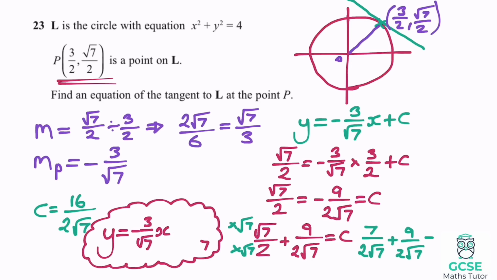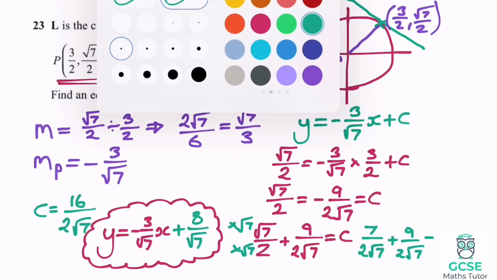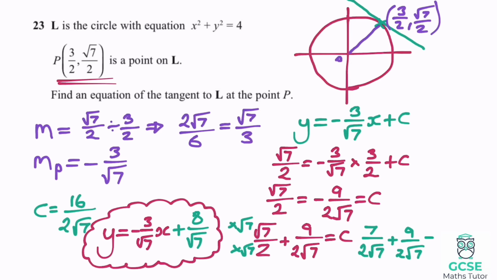So let's change this. There we go. So divide the top by 2, you get 8. And divide the bottom by 2, we get root 7. There we go. So we should always look to simplify there. Just spotted that in the last minute. So divide by 2 and divide by 2 just to simplify that. So there's our final answer. y equals negative 3 over root 7 x plus 8 over root 7.